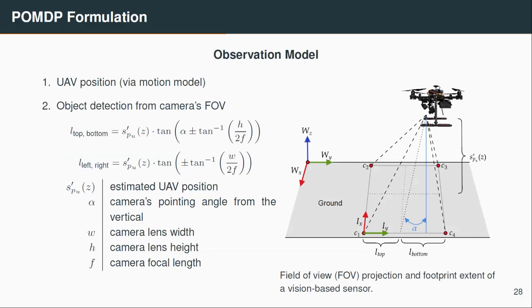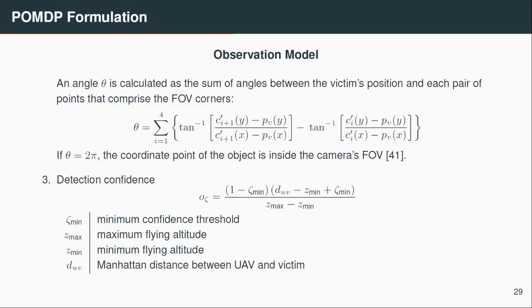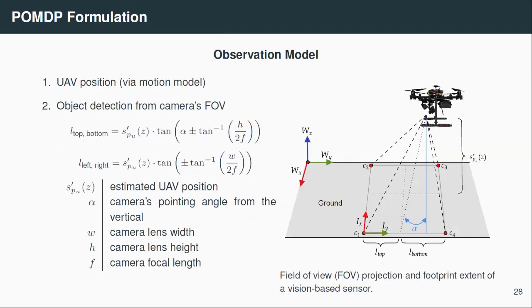The first is the motion model of the UAV, which is defined using the same equations as in the transition function. The second component is the detection of potential objects, which in this case is conditioned by the camera's field of view. To do that, the approach is first to retrieve the position coordinates of the corners of my field of view. And then I need to use this equation to estimate if a given point that represents a potential location of my victim is inside that field of view.